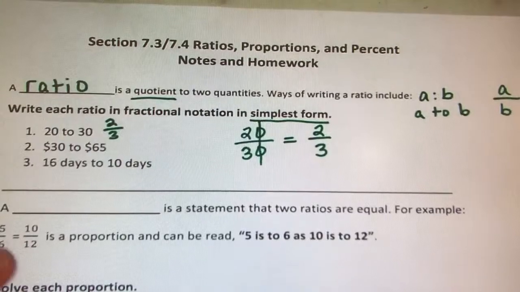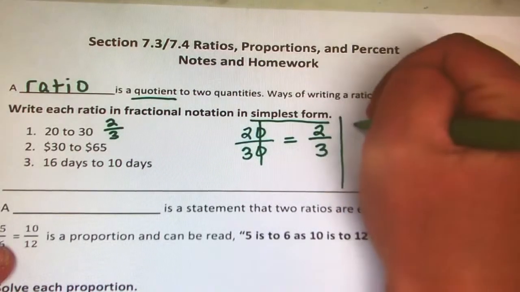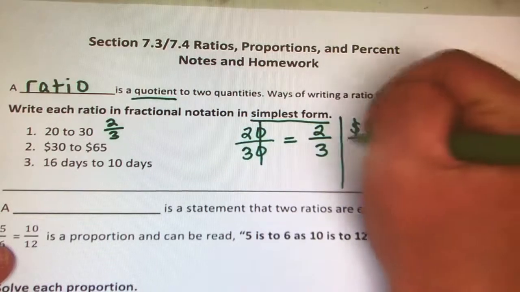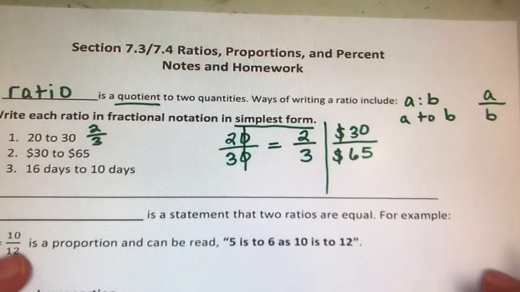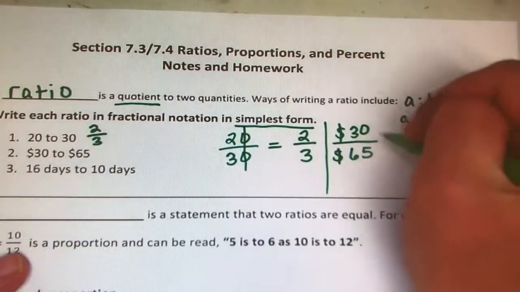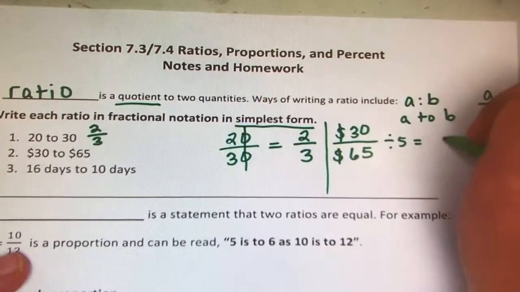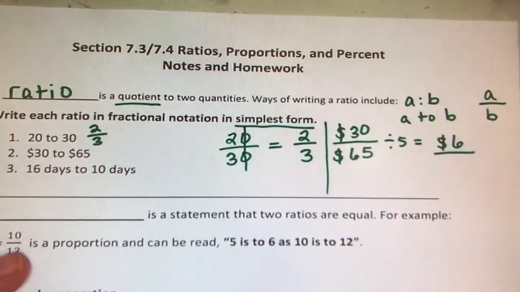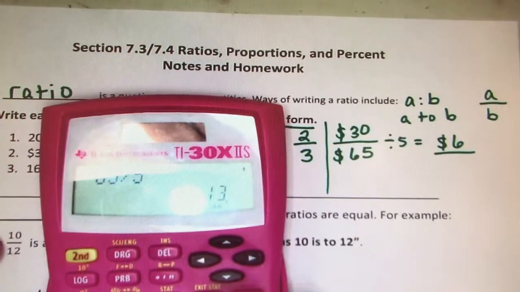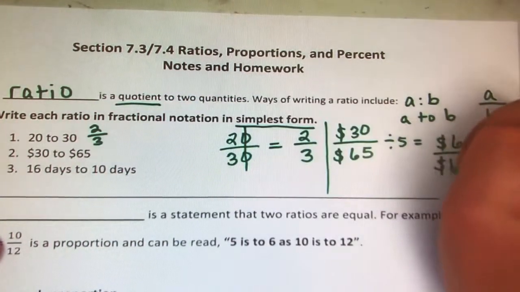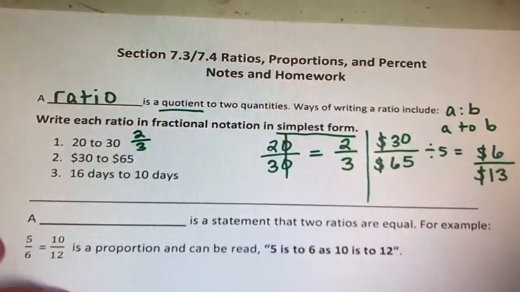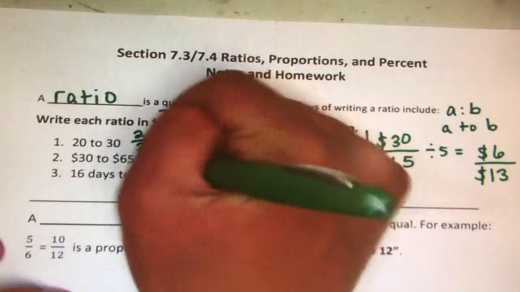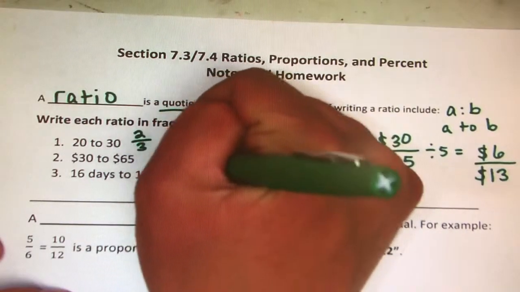Number two, $30 to $65. So we're going to do the same thing, $30 over $65. And that's not in simplest form because they both can be divided by 5. So if we divide these by 5, 30 divided by 5 is $6, and 65 divided by 5, if you want to use your calculator, is $13. 6/13 cannot be simplified any further. So just make sure on that one that we have the dollar sign with our answer. So number two, I'm sorry, I should have made this bigger, is $6 to $13. Squeeze that in there.